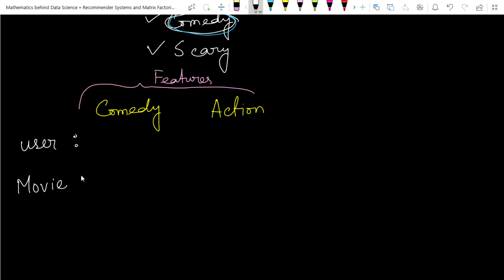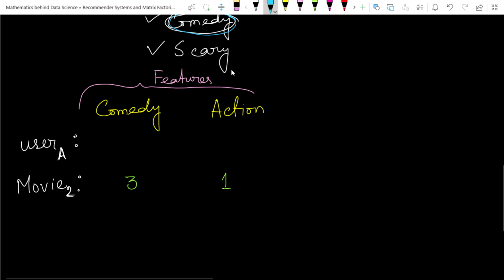Now we have to predict what will be the choices of these users for a movie. Suppose I have taken user A and movie 2 as an example. Suppose this movie is a comedy type of movie, with comedy 3 and action 1. So for this movie 2, we got a 3 rating for comedy, and for action we got a 1 rating.